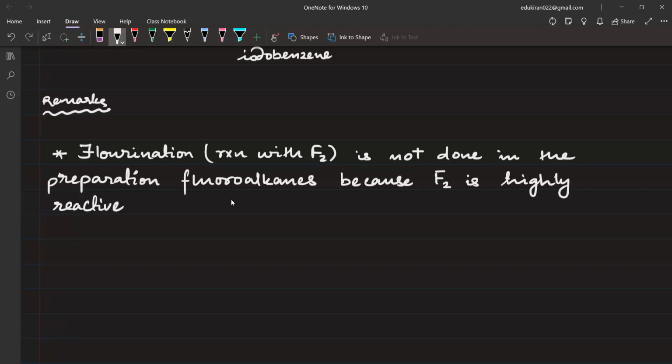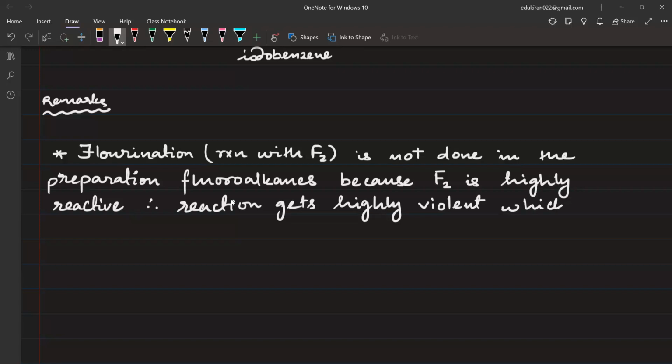Because F2 is highly reactive, the reaction gets highly violent. If something is very reactive, then what is going to happen? It is going to liberate a lot of heat, right? It will be highly exothermic and it will be violent, which cannot be controlled.